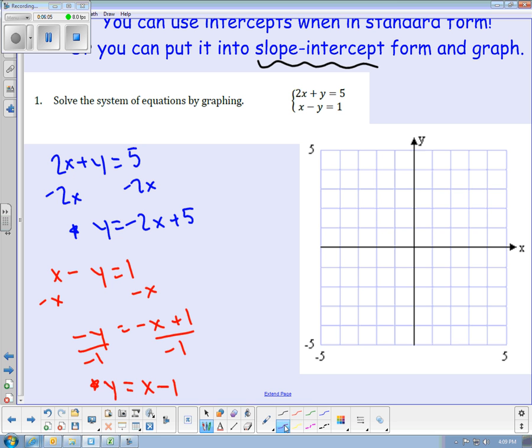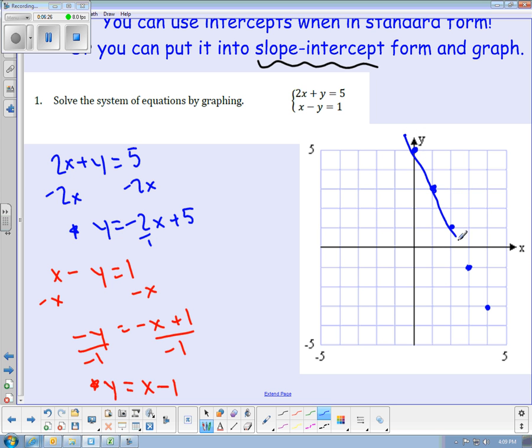Now this is a system, so they need to go on the same coordinate plane. I'm going to start with the blue one. I'm going to go up to my y-intercept of 5, so there's my y-intercept, and then use the slope. Slope is negative 2 over 1, so I need to count down 2 places, then right 1. Down 2, right 1. Down 2, right 1, and you can do that a few times and put your line in.